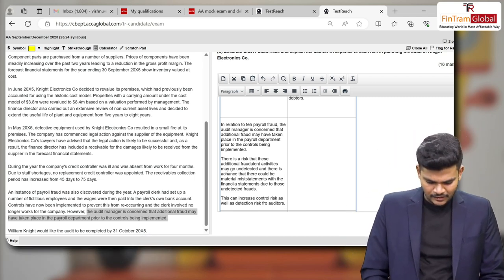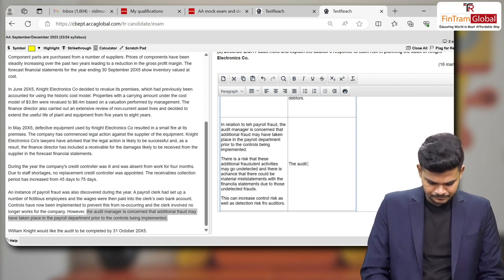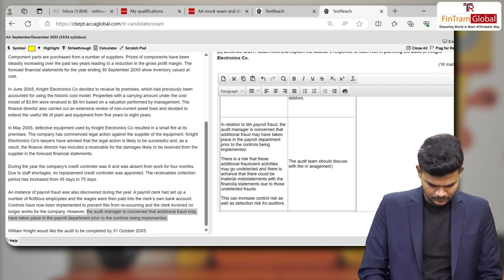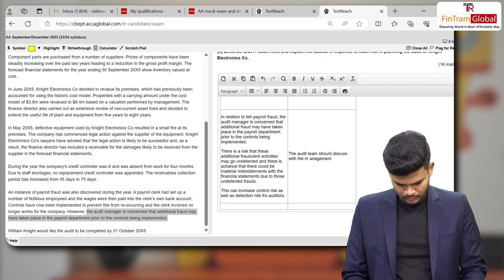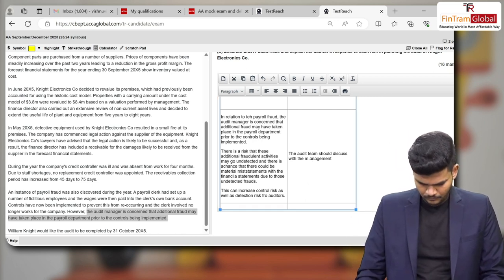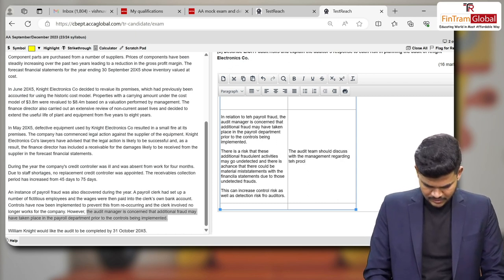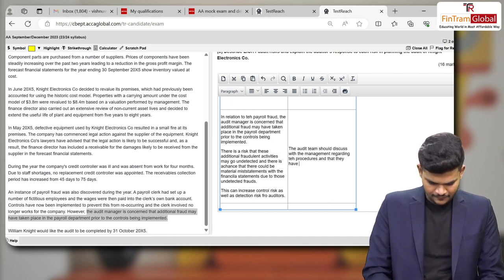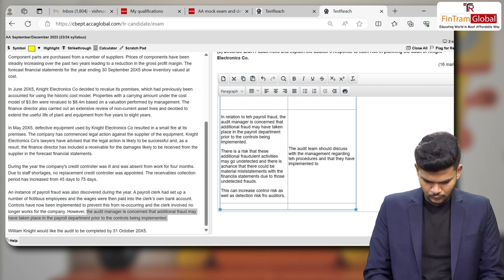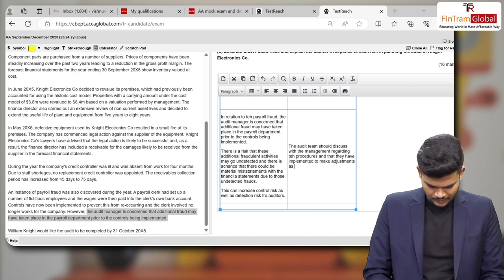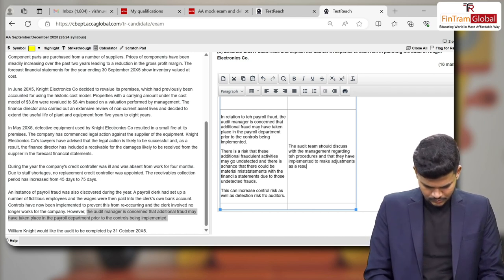So what we can do is the audit team should discuss with the management regarding the procedures that they have implemented to make adjustments as a result of this fraud identification.